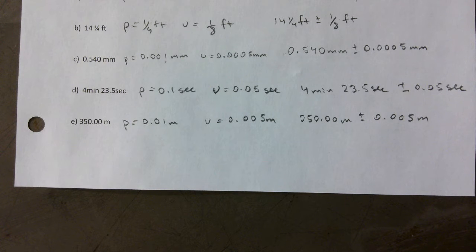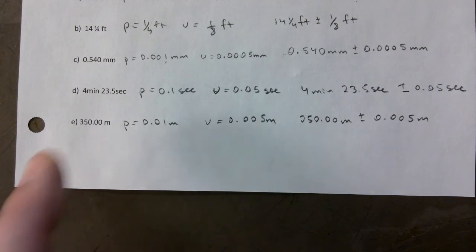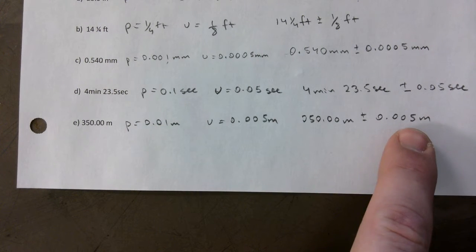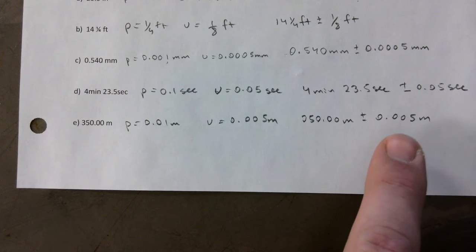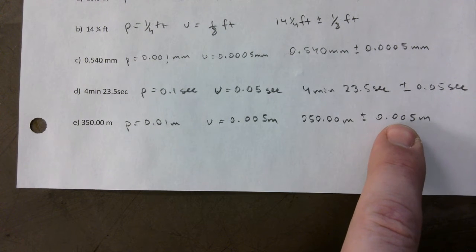The more precise you are, the smaller your uncertainty. The more decimal places you have, the smaller that uncertainty will be. It's almost negligible at this point. It's not even worth mentioning.